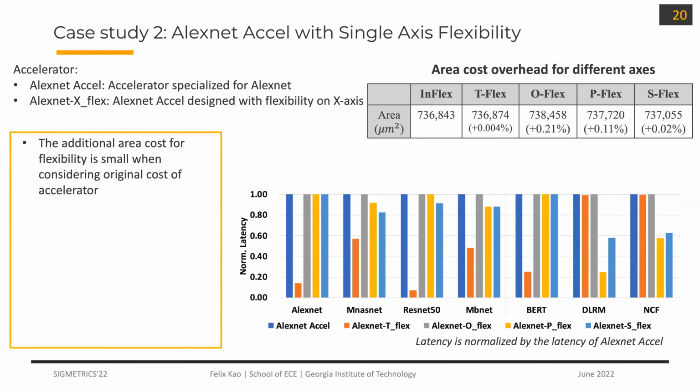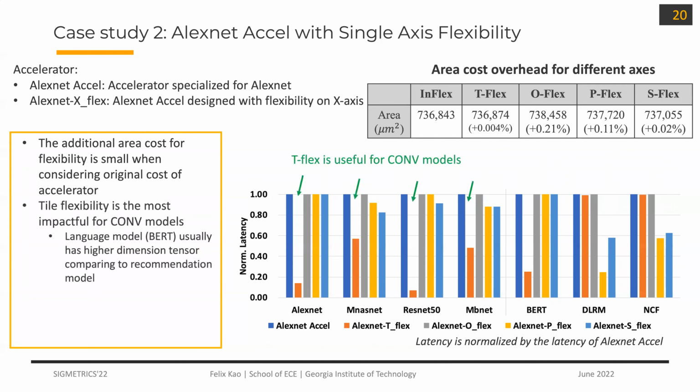Then in the graph, we can see that the orange bar here is always the lowest in the convolution models. It means adding tile flexibility can improve the performance the most. However, we can observe adding tile flexibility to DLRM and NCF is not really helpful. It is because the performance is bottlenecked by suboptimal choices along other mapping axes like parallelism and shape. However, BERT can benefit from the tiling. The key difference is that language models usually have higher dimension tensors and have more chance to leverage the parallelism and strategy tailored for convolution.